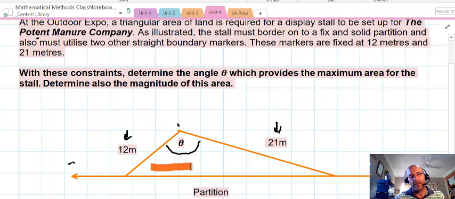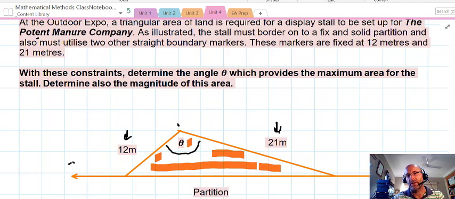How can we maximize that area? So there's our differential calculus. As well as the angle which maximizes the area, we want to find what this area actually is in square meters. We can work in radians or degrees in this one.